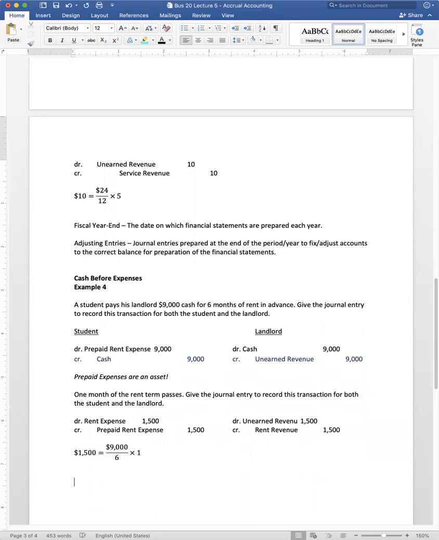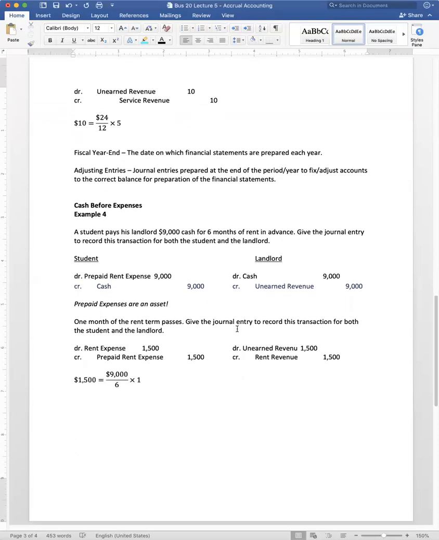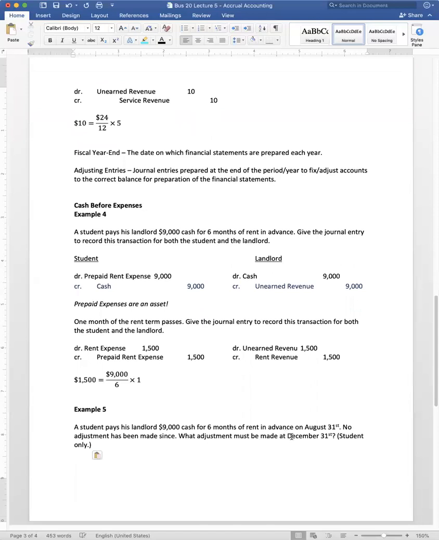Now, as you can imagine, students can be lazy too, not just business people. So it's fairly common for people to be lazy about something like this because, again, it's a repetitive entry. Every month you've got to do the exact same entry. All right, so let's do a slightly different, more realistic version of this question.